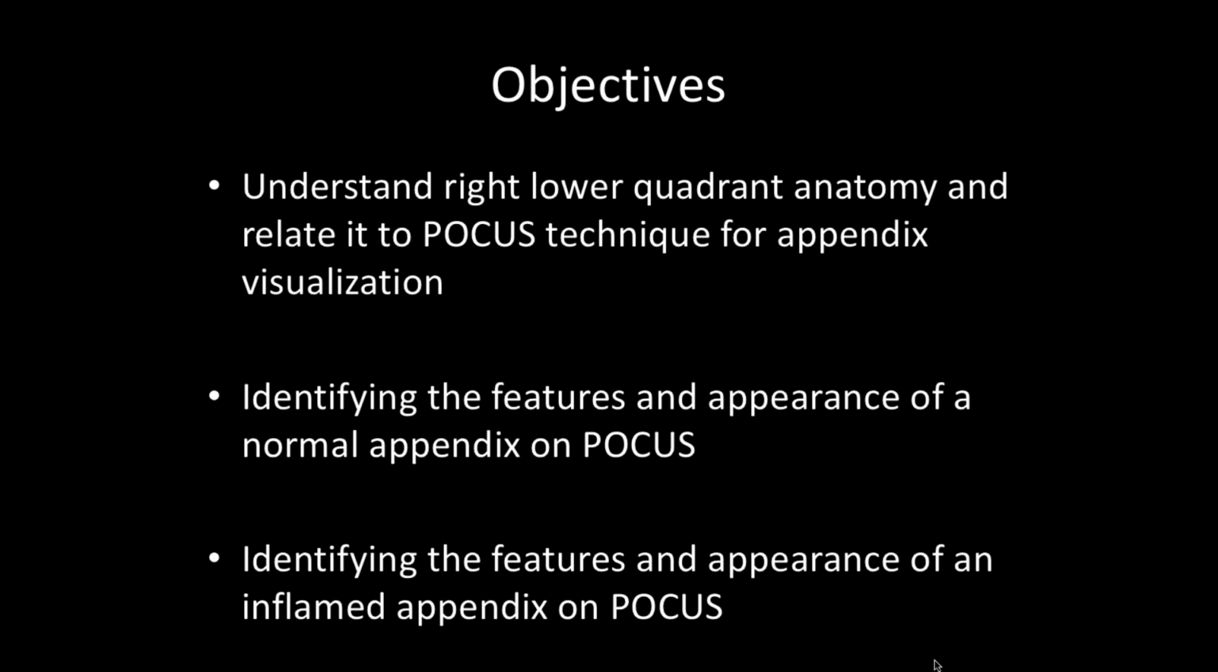In terms of objectives, we're going to go through a review of the anatomy of the right lower quadrant and how it relates to point-of-care ultrasound's technique to identify the appendix. Then we're going to move on to identifying the features and appearance of a normal appendix, and finally identifying features and appearance of an inflamed abnormal appendix on point-of-care ultrasound.